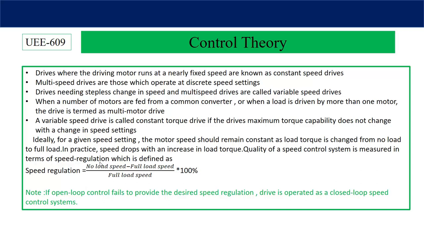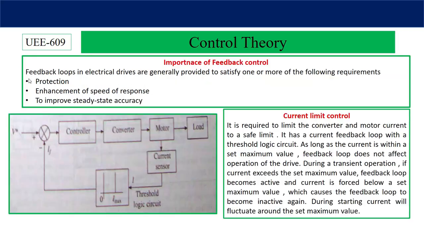So let's discuss a little bit about that closed loop system. Now the closed loop system may be a feedback or feed forward control system, and it is generally provided to satisfy one or more of the following requirements. First one is protection. From the protection point of view, also, sometimes this closed loop system is used. Second, enhancement of speed of response. Quickly the speed should attain its desired value after any disturbance in the system or any change in the load or source side. Third, to improve steady state accuracy.